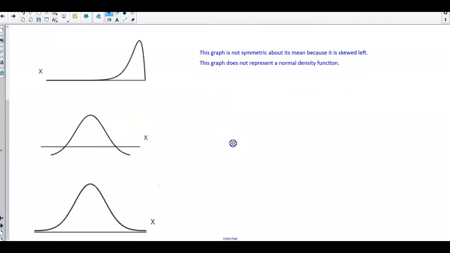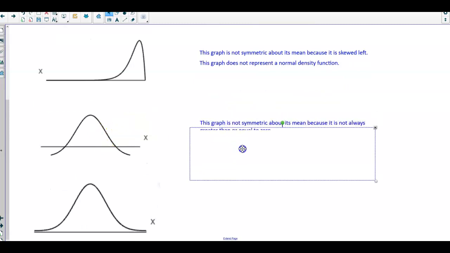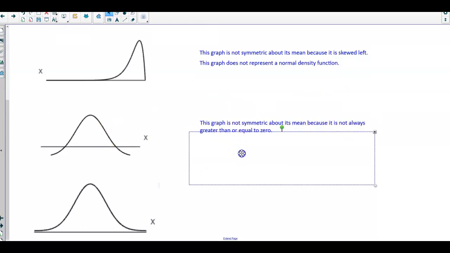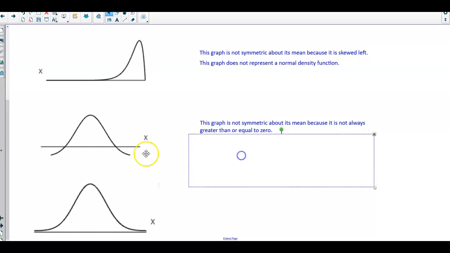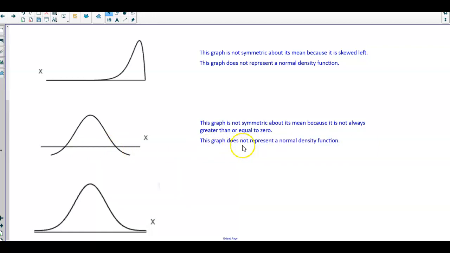If we look at this next graph here, okay, this graph is not symmetric about its mean because it is not always greater than or equal to 0, because you can see here that the graph goes below the x-axis. So therefore, this graph does not represent a normal density function.